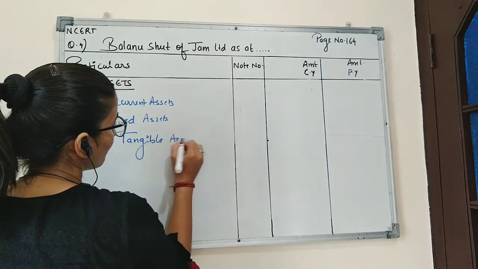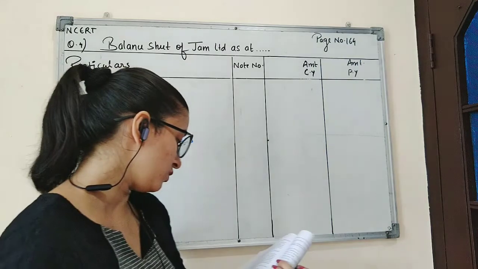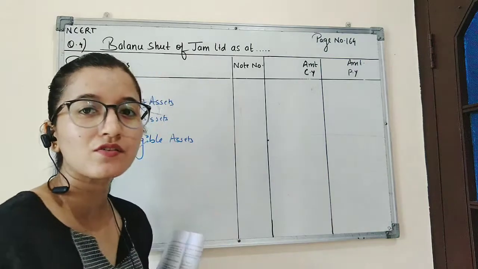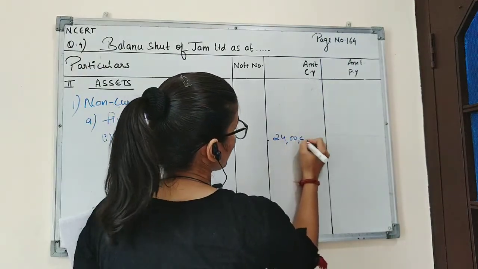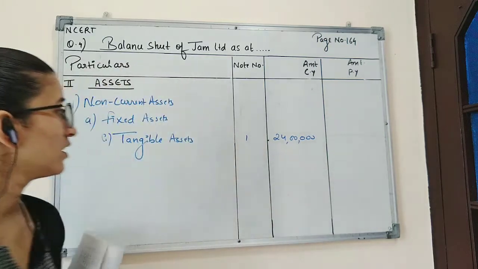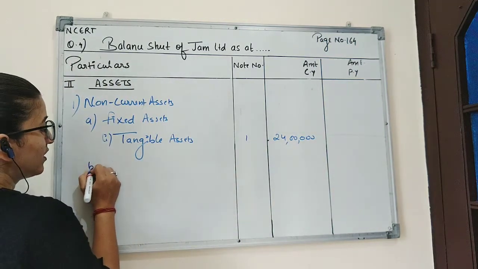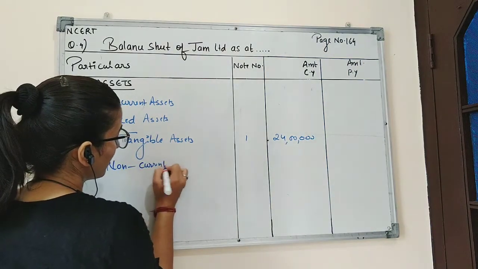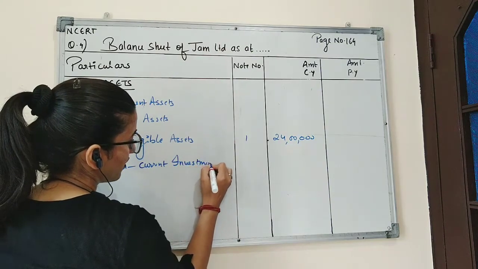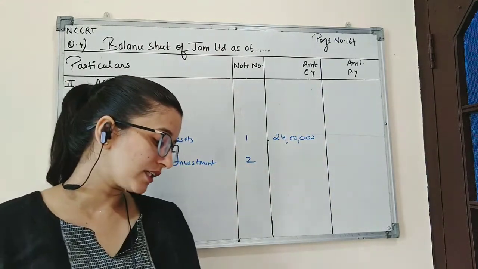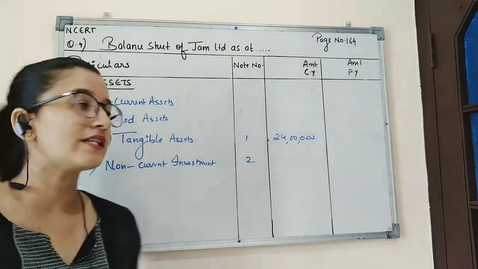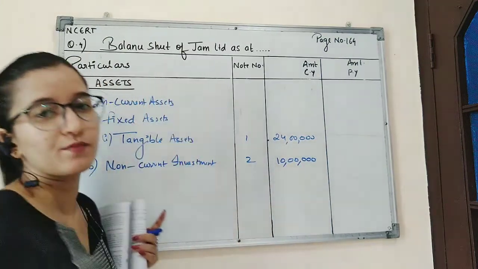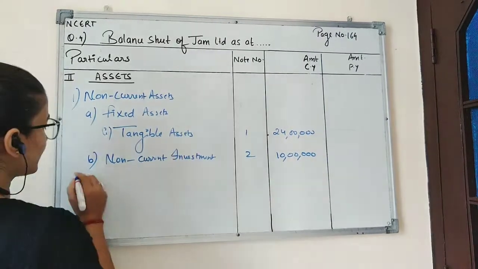Tangible fixed assets. Plant and machinery amounting to 8 lakh and land and building amounting to 16 lakh. So 8 lakh plus 16 lakh is 24 lakhs. Now, second part of non-current asset is non-current investment. So the amount of non-current investment given in the question is rupees 10 lakhs. So we will record this amount under non-current investment.